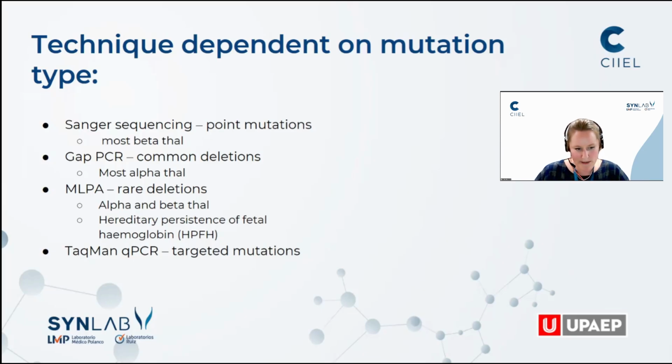fetal hemoglobin, HPFH. Unfortunately, I don't have time to go into that now, but if you're interested in any further reading, I'd be happy to provide you with that about HPFH, because it's, again, another complex and very interesting aspect of hemoglobinopathies. We also use some targeted assays, so TaqMan qPCR, quantitative real-time PCR, where we are just looking for a single mutation. So that's used mostly for sickle cell disease.